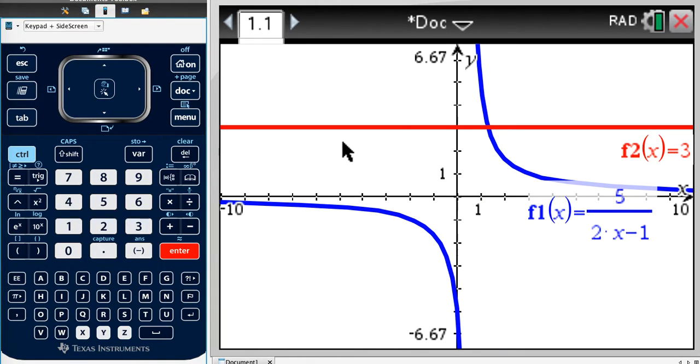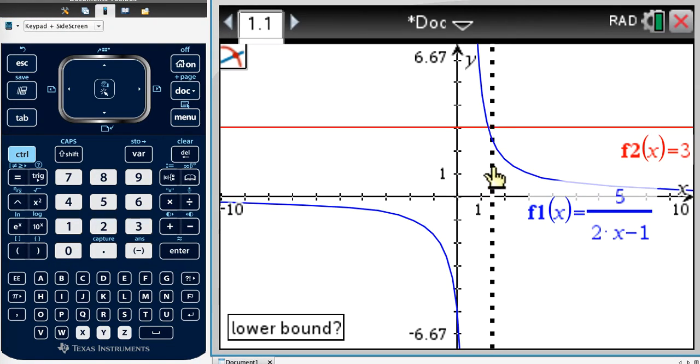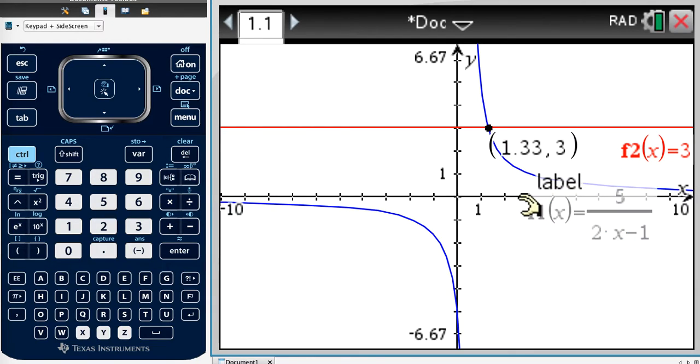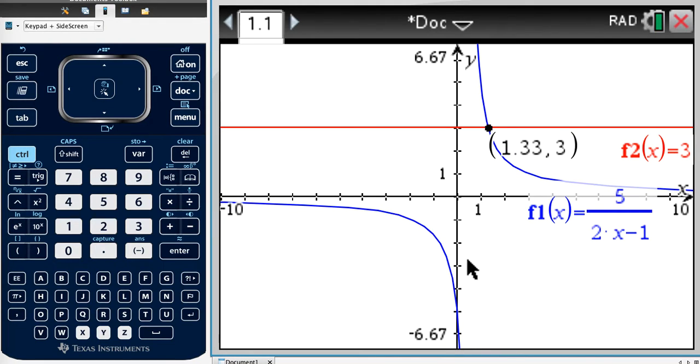So if we work that through, we can go on to menu, analyze graph, intersection, and then that will find out where these two things cross over each other. I can see that they cross over when x is equal to 1 1/3 or 1.3 recurring. So when x is greater than 1.33, the blue curve is less than the red curve. 5 over 2x minus 1 is less than 3. The asymptote, I can see there's an asymptote going down here, and that is actually at x is equal to 1/2. We'll look at how we could find that.